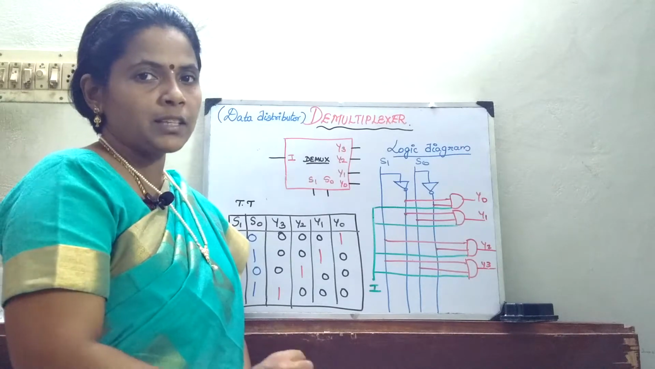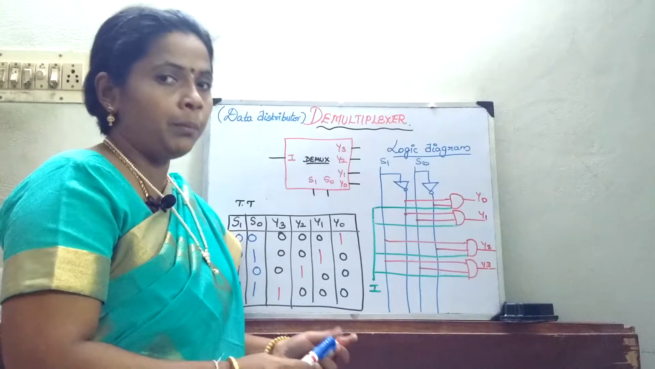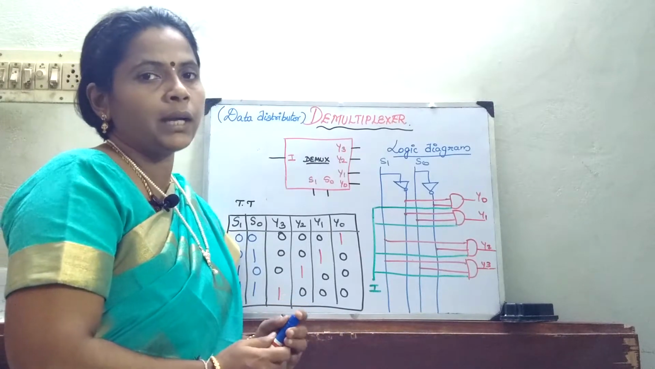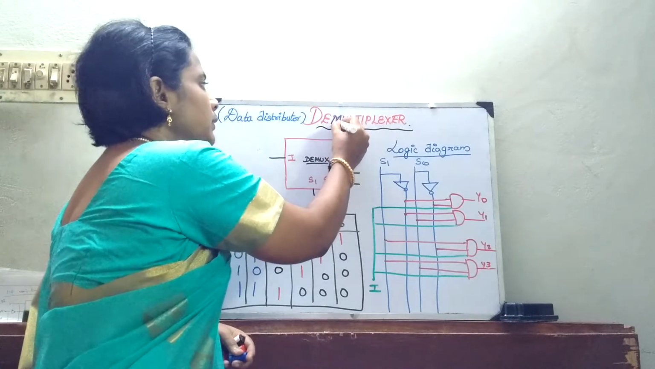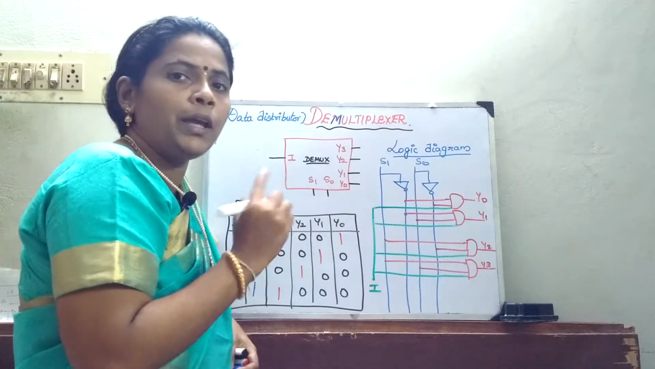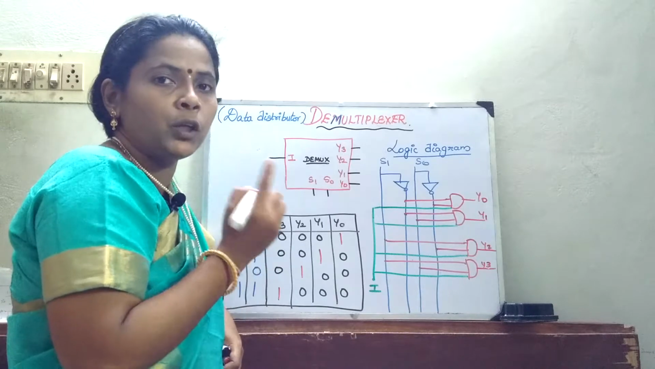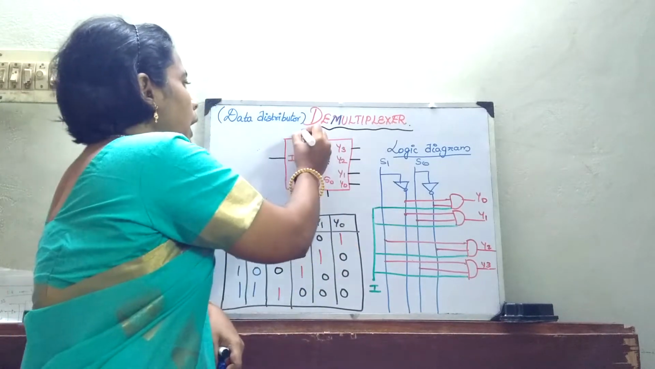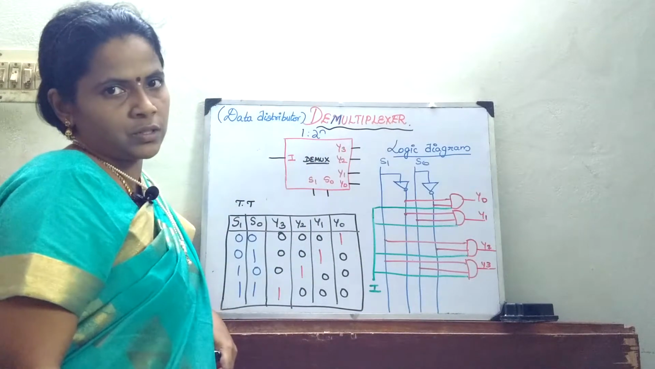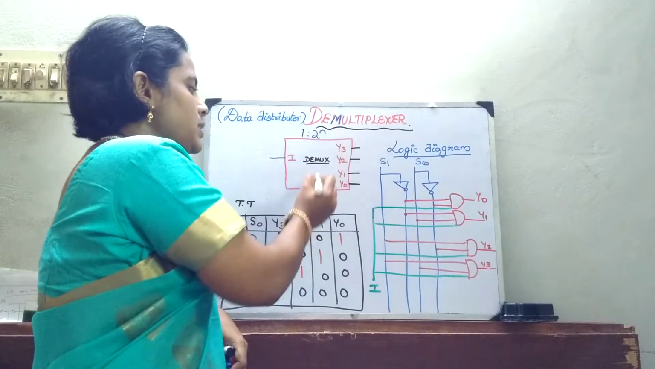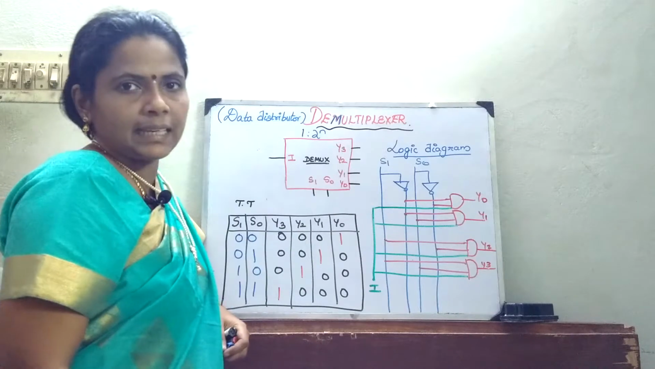Already I told you, for mux just remember the letter M. M stands for many to 1, and vice versa will be your demux. Many to 1 is mux, so what will be your demux? It is 1 to many. So it will have 1 input and 2 power n outputs, and here this n will represent the number of select signals.